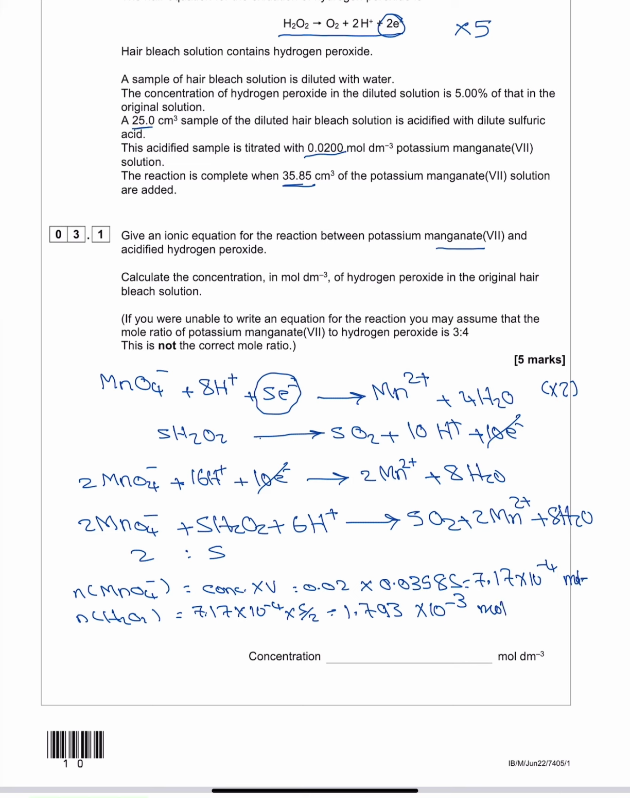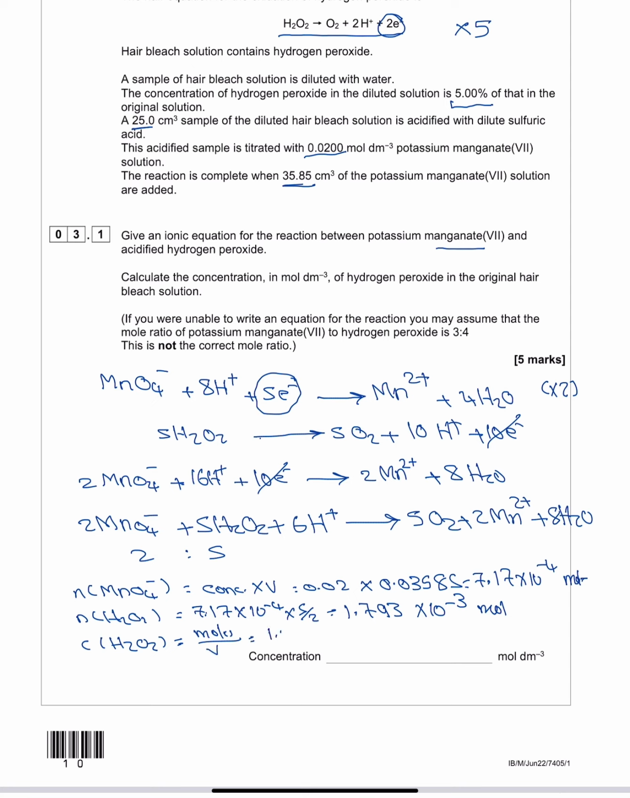Now they used 25 centimeter cubed of a diluted hair bleach solution, where the original solution contained 5% of hydrogen peroxide. They want you to find the concentration of the original hydrogen peroxide. So let's first find the concentration in the diluted solution. So the concentration of hydrogen peroxide in the diluted solution, which is the 25 centimeter cube, will equal the moles over the volume in decimeter cubed.